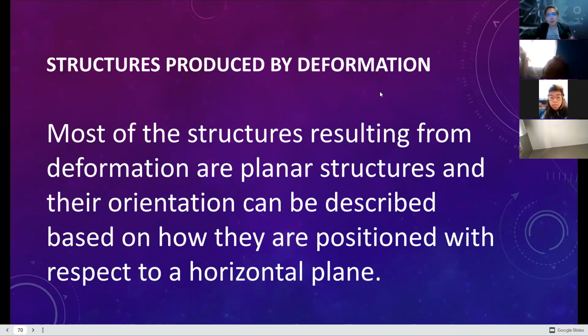Structures produced by deformation. With the deformation we had discussed last week, this is now the continuation, right? Most of the structures resulting from deformation are planar structures and their orientation can be described based on how they are positioned with respect to the horizontal plane. Remember that these actually move in different directions. It depends upon what positions they are trying to portray, right?